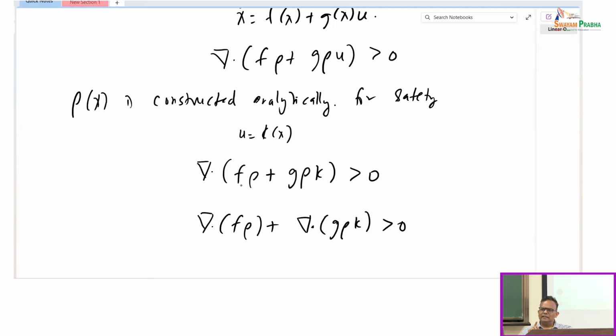Now, if you look at this inequality, this is not a finite dimensional inequality, because finding the k is coming through the gradient. So now how do I convert this infinite dimensional inequality to a finite dimensional inequality?